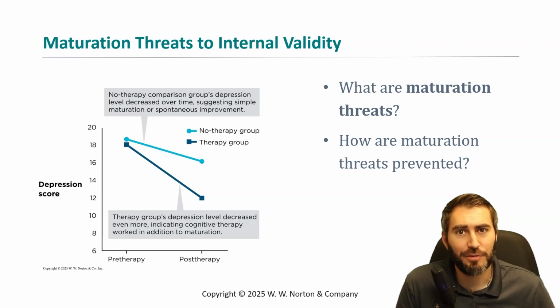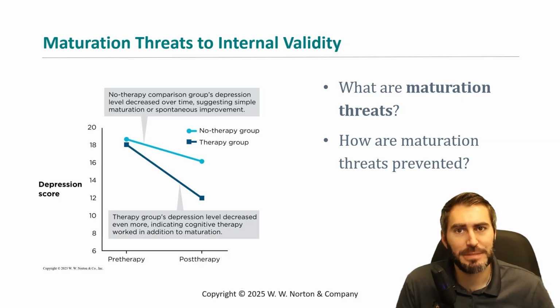A maturation threat is a change in behavior that emerges spontaneously over time. For example, children become better and faster at solving addition and subtraction problems as they get older. Trees grow taller with age, and over time, people tend to recover on their own from various psychological disorders.